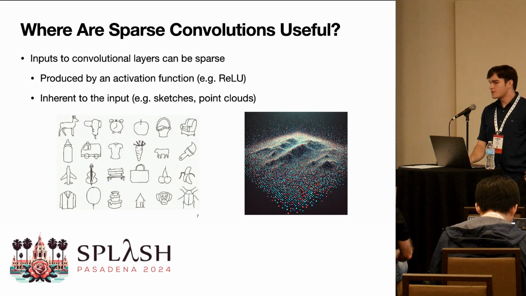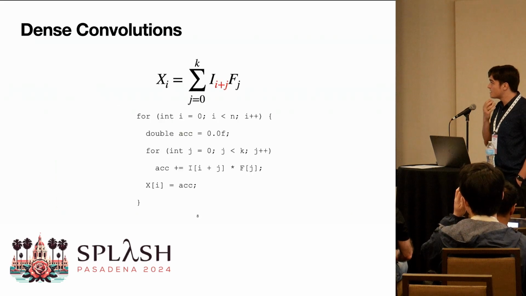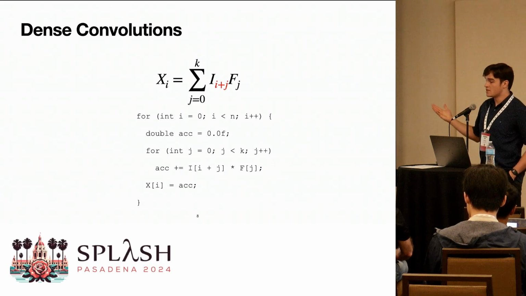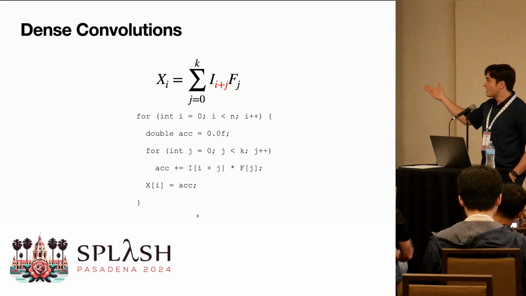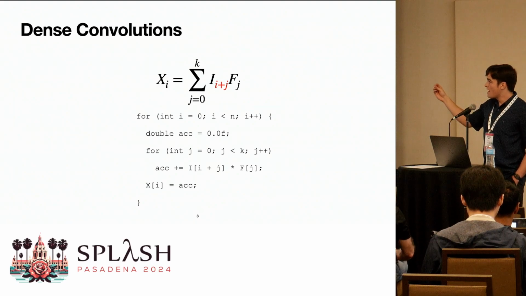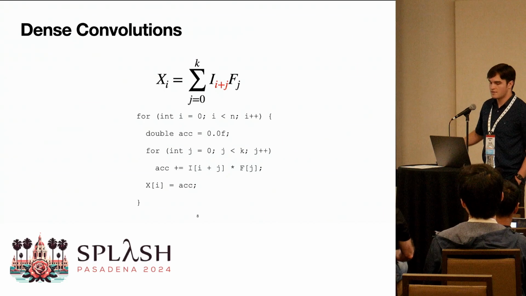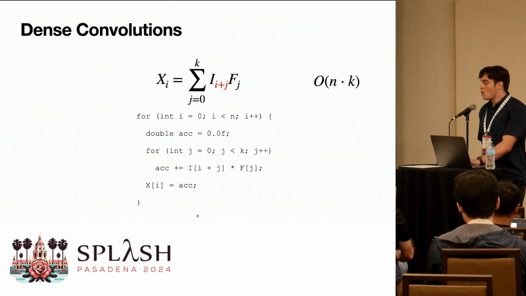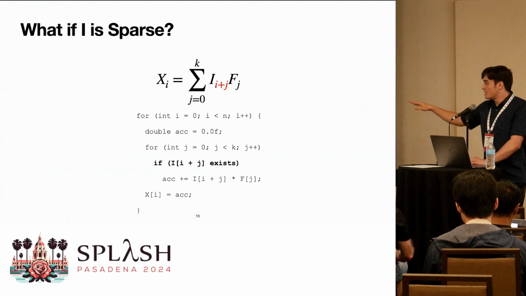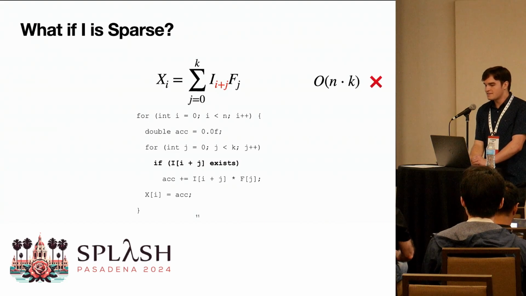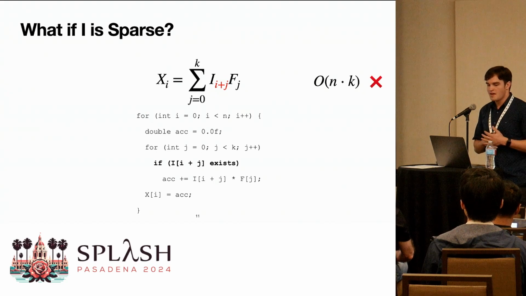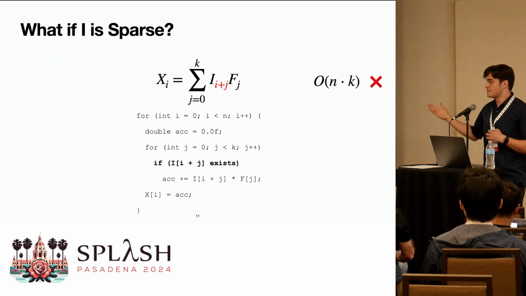But why are they difficult? Well, I want to start with what a dense convolution looks like. With the 1D example that I showed on a previous slide, the dense computation looks like this nested for loop, where there's an iteration over n, the length of I, and an iteration over j, with a summation here. And so this is an O of n times k iteration. But what if I is sparse? The naive thing to do is to just insert a check where, if I has an element here, then do the accumulation. But this still gets us an O of n times k runtime. And this is not ideal, because one of the benefits of sparsity, besides the memory saving benefits, is actually saving computation when the input has zero values.